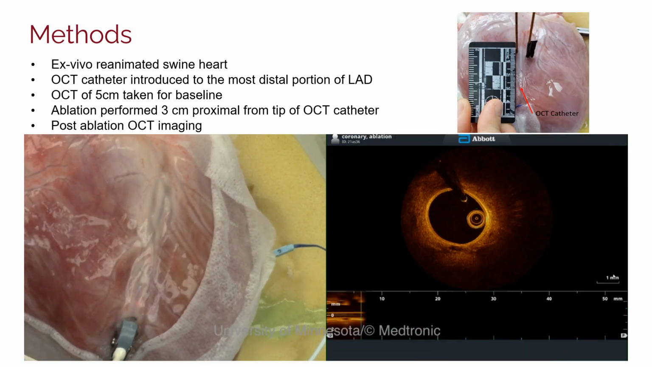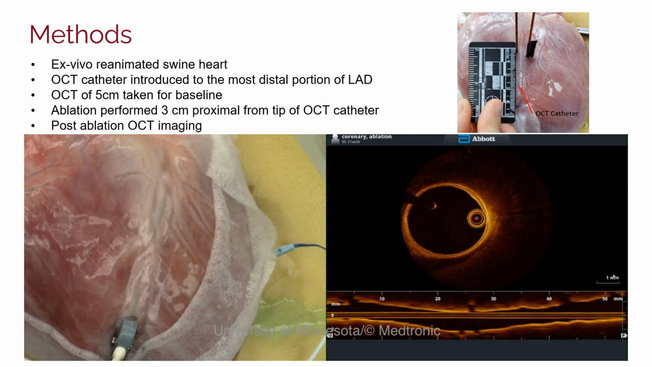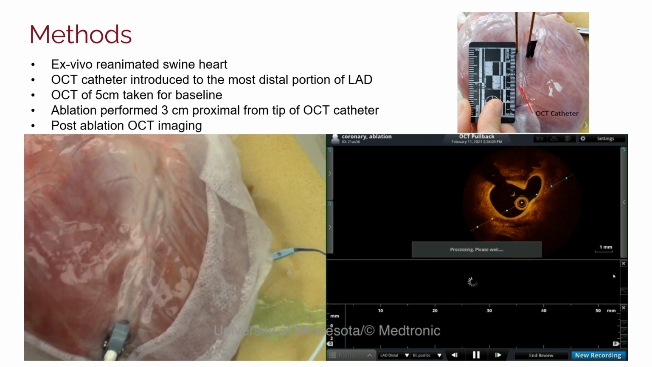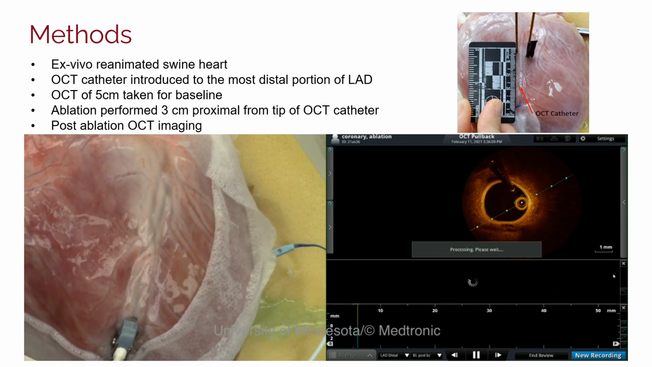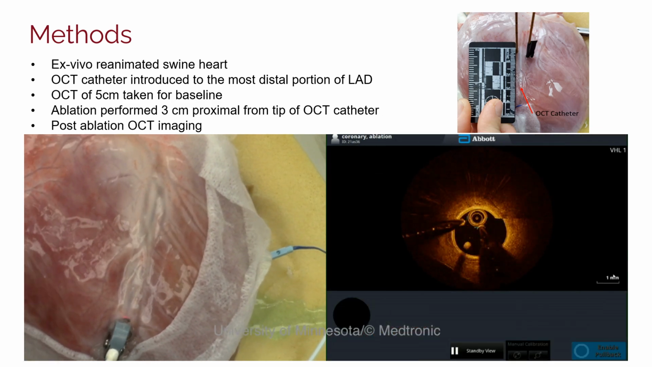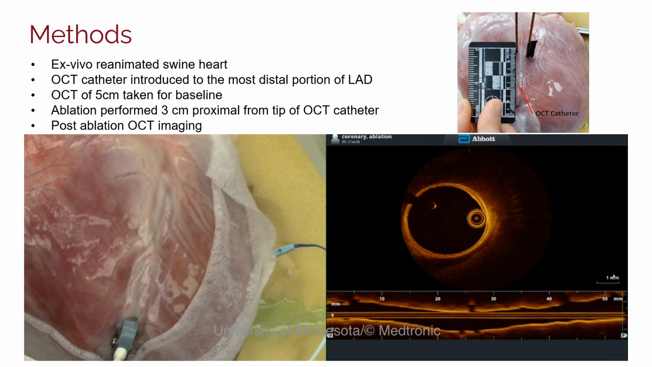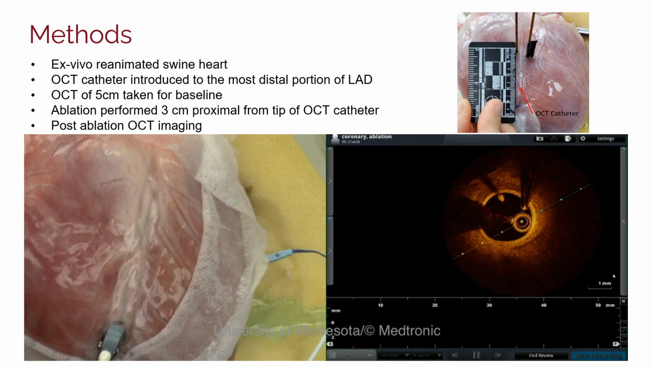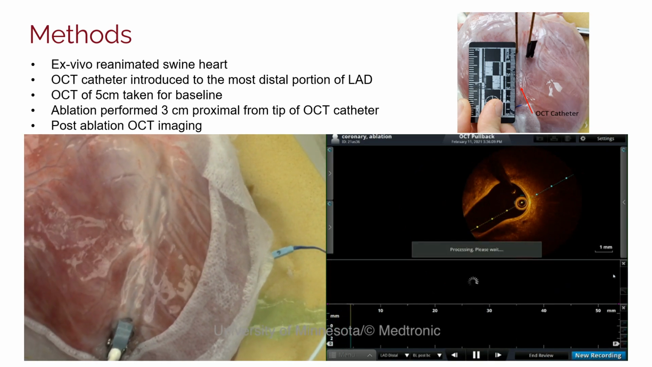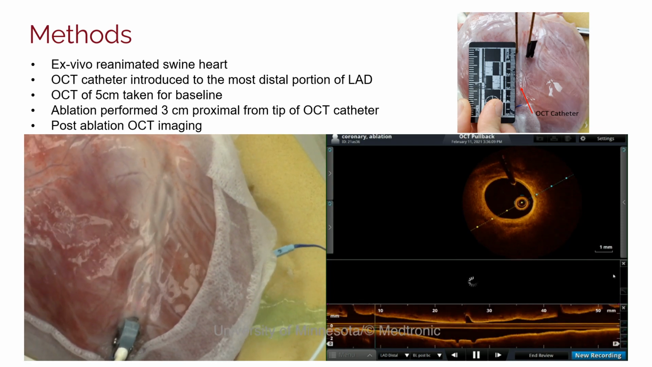In order to see the effects of the different ablation modalities on the coronaries, we decided to use Optical Coherence Tomography, otherwise known as OCT. OCT is a developing tool that is being used by EP cardiologists to look at the vessels when they're placing stents. However, what it gives you is a view of not just the lumen of your vessels, but it gives you area and it gives you diameter of your vessels.